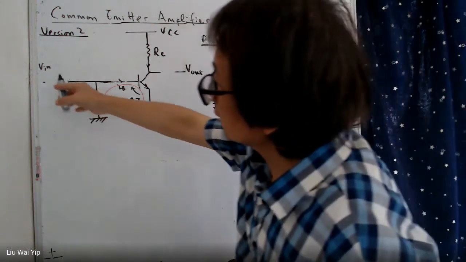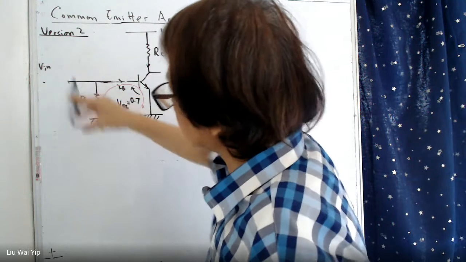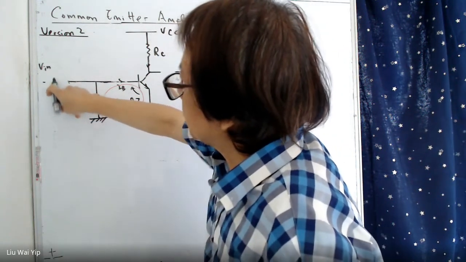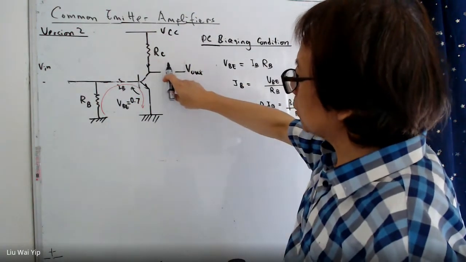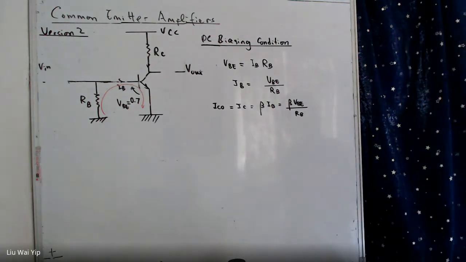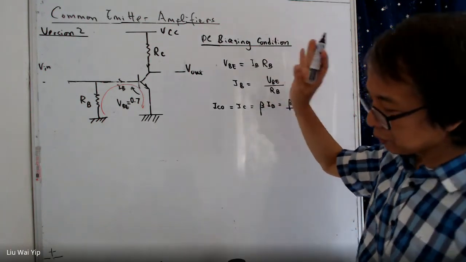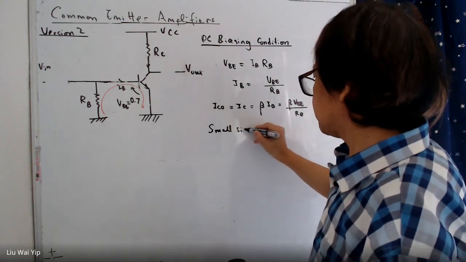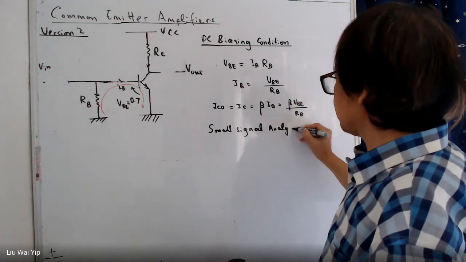Because there isn't any small signal here. Vin is absent here. We have already treated the circuit here as open circuit. And the output is also open circuit. Now, I told you before, the next step is to use the small signal analysis to analyze this circuit.